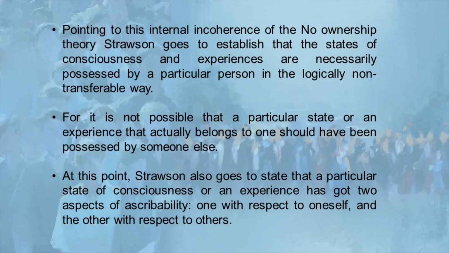Now, pointing to this internal incoherence of the no-ownership theory, Strawson goes on to establish that the states of consciousness and experiences are necessarily possessed by a particular person in a logically non-transferable way. For it is not possible that a particular state or experience that actually belongs to one should have been possessed by someone else. At this point, Strawson also states that a particular state of consciousness or experience has two aspects of ascribability, one with respect to oneself and the other with respect to others.